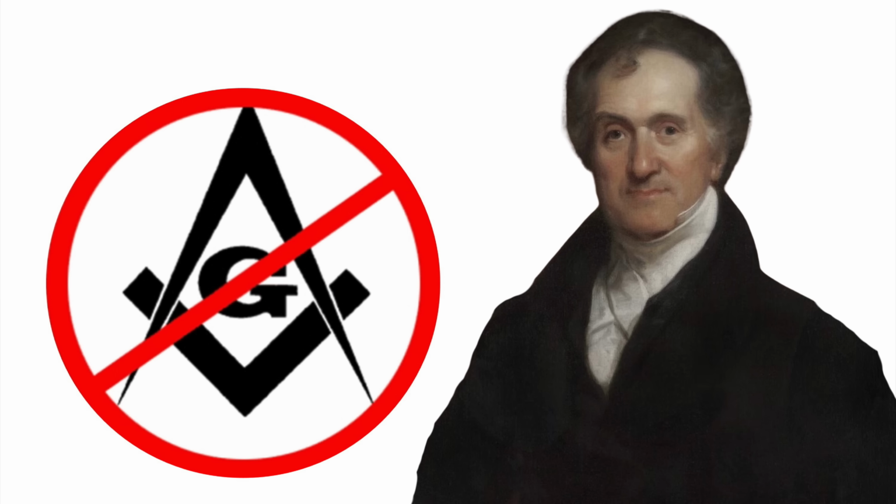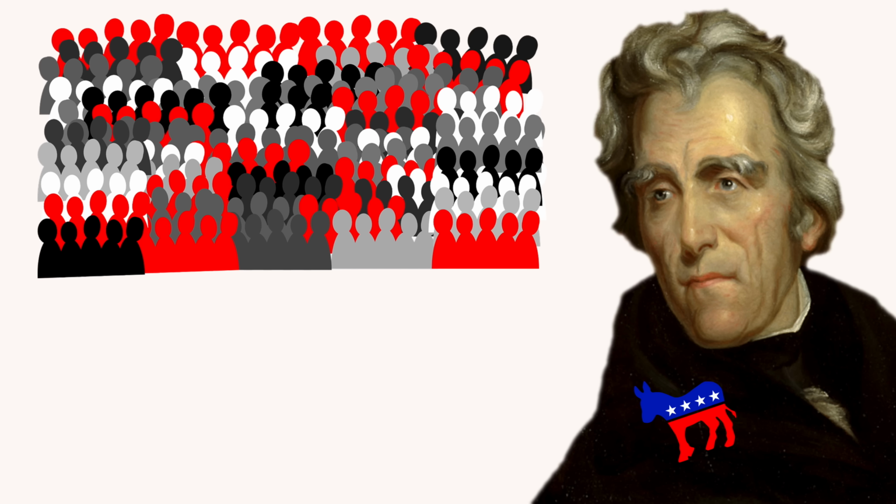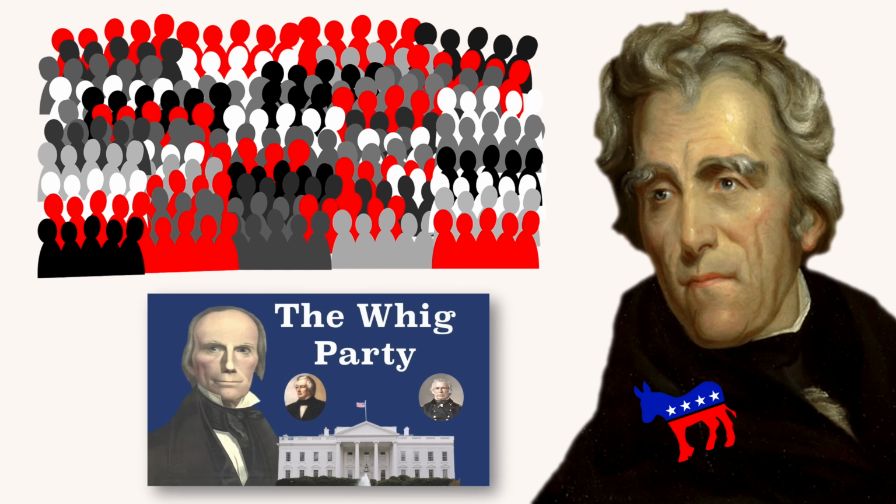After the country's first third party, the Anti-Masonic Party, became a thing, it, and pretty much all other anti-Jackson groups, united to form the Whig Party. So yeah, again, congrats, Andrew Jackson. You created the second party system.